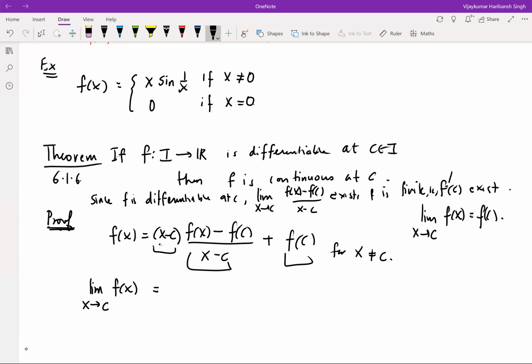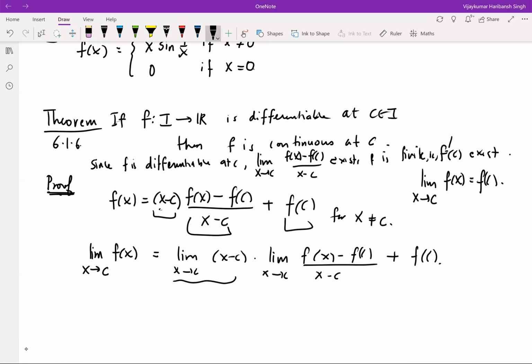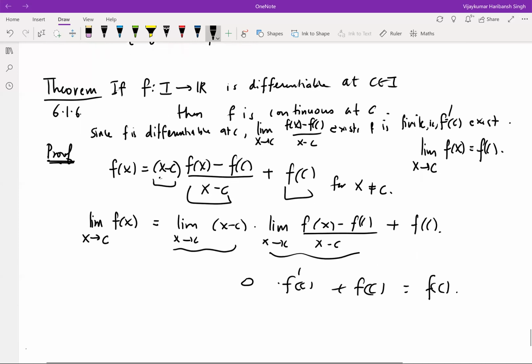Now in this case, we'll have the limit as x goes to c of x minus c, times the limit as x goes to c of f of x minus f of c over x minus c, plus f of c. So this limit is going to be 0. This exists, times 0, plus f of c, which is going to be f of c. So therefore, f is continuous at c, and so f is continuous.